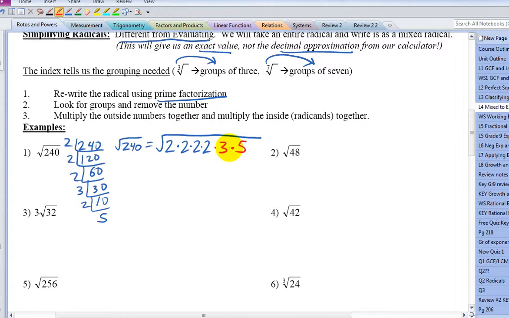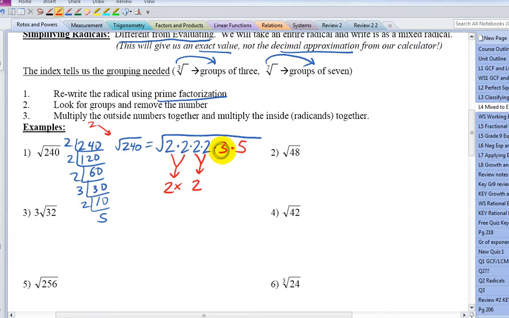Now what's step 2? Look for groups and remove the number. So here the index is a 2, we're looking for groups of 2. There's a group of 2, we can remove a 2. There's a group of 2, we can remove a 2. Notice how when you remove them, it's still multiplication.